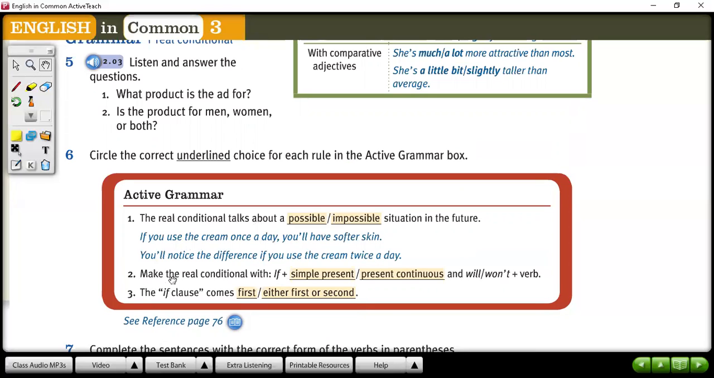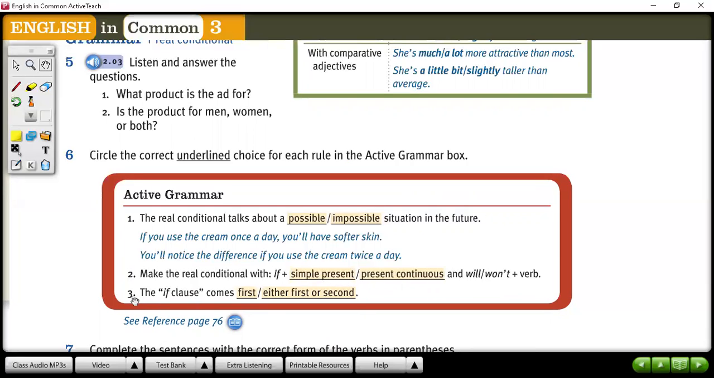2, make the real conditional, as I said, with if plus, and you have 2 options as well. You have to choose one, the simple present or present continuous. And the other clause must be with will or won't plus a verb in the base form. That is the second rule. Okay, so choose one of these options.